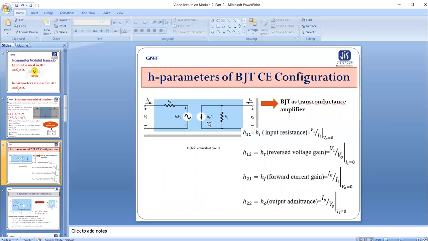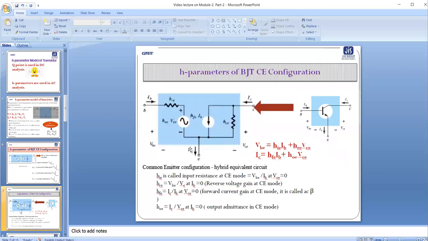Why Ib? Because here hf into Ii. So as it is a common emitter, it becomes hfe. Ii means input current. So for the common emitter, what is the input current? Input current is the Ib current, base current. That's why it is designated as hfe into Ib. And the parallel resistance is designated as hoe. So this is the hybrid parameter model of a BJT common emitter configuration.